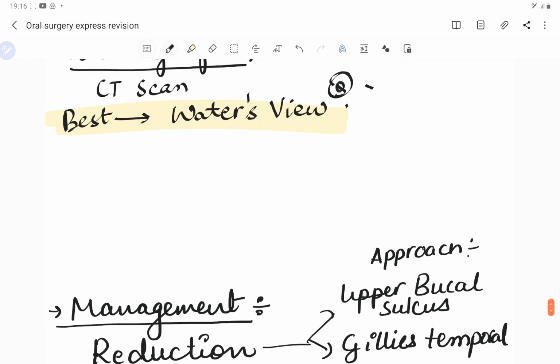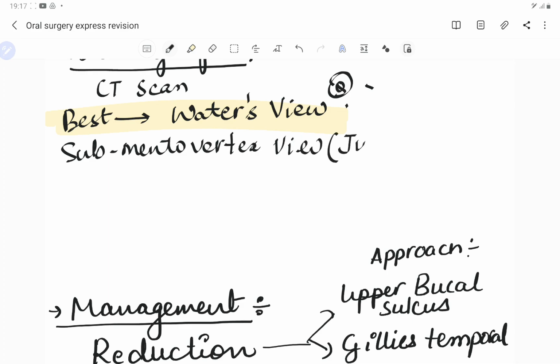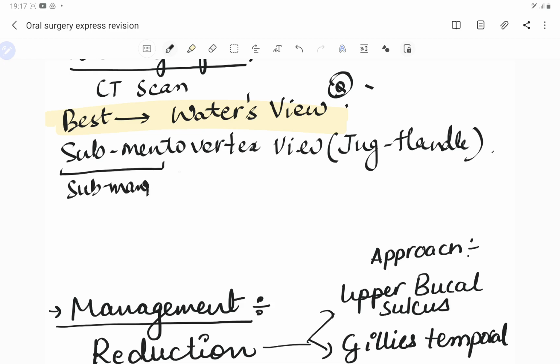And also we go for the submentovertex view. We call it the jug handle view. So this view is taken from the submandibular region to the vertex of the skull, as the name suggests. Submandibular region, sub, and to the vertex. So submento to vertex, as the name says, from the submandibular region to the vertex of the skull.